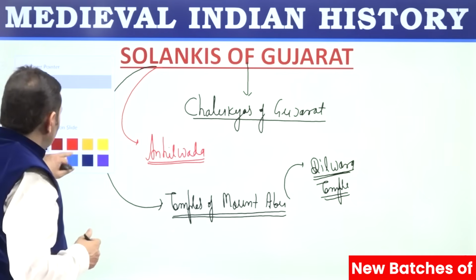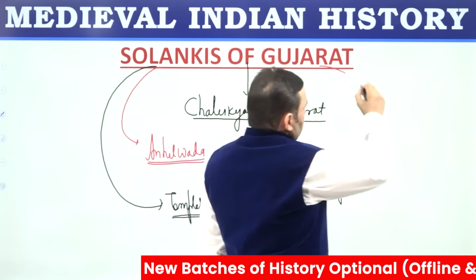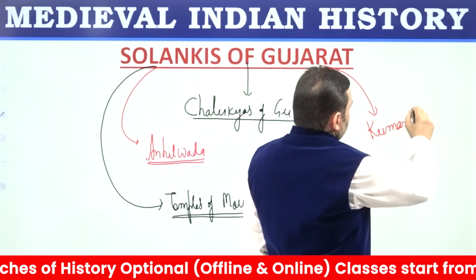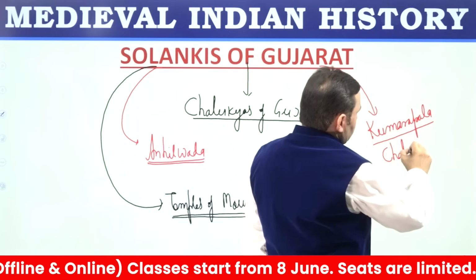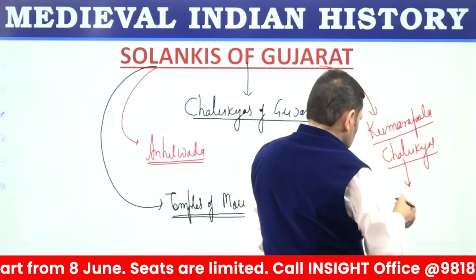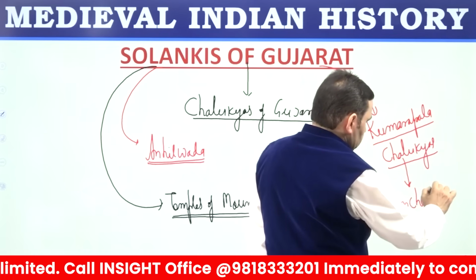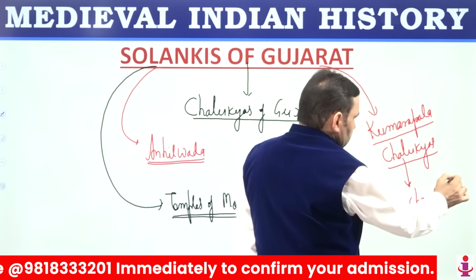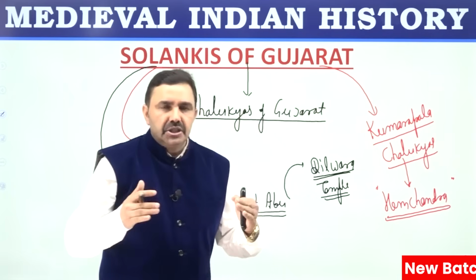Another important point that you need to see is that in the court of Kumarapala Chalukya, a prominent king of this dynasty, there was a famous Jaina writer, Hemchandra. And he wrote a number of famous books, such as Parishisht Parvana.